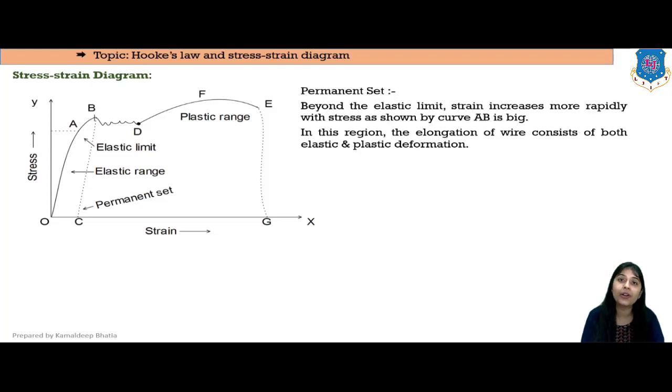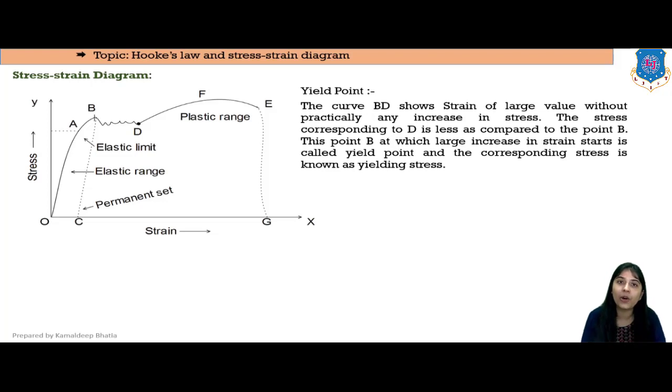Now beyond this elastic limit OA, strain increases more rapidly, which is shown by the curve AB. In this region, elongation of the wire consists of both elastic and plastic deformation. Then beyond point B, we can see that the strain increases without any practical increase in stress. Also, the stress at D is less compared to the point B.